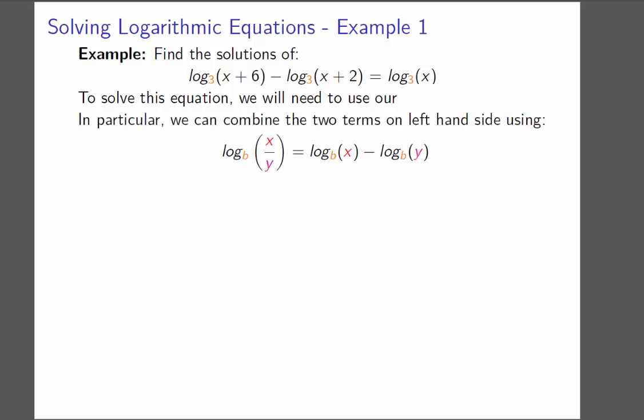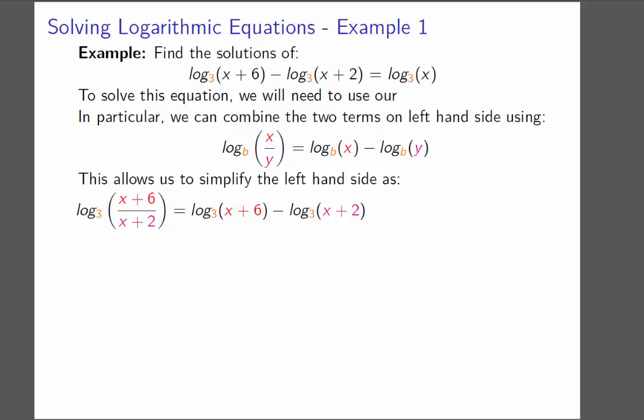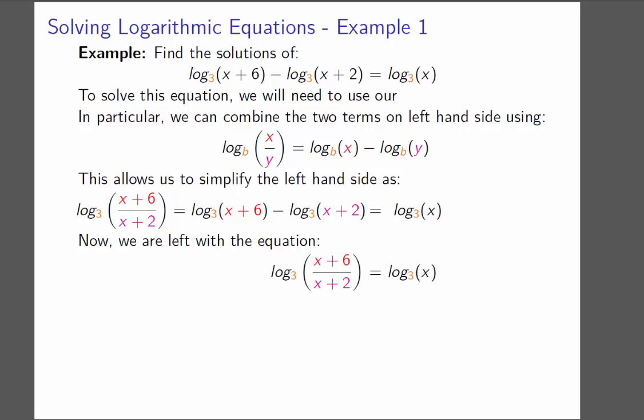In particular, we can combine the two terms on the left-hand side using the property that log of x divided by y equals log of x minus log of y. This allows us to simplify the left-hand side as log of (x plus 6) minus log of (x plus 2) equals log of (x plus 6) divided by (x plus 2). And remember, we still have log of x on the right-hand side. So we're now left with the equation log base 3 of (x plus 6) divided by (x plus 2) equals log base 3 of x.